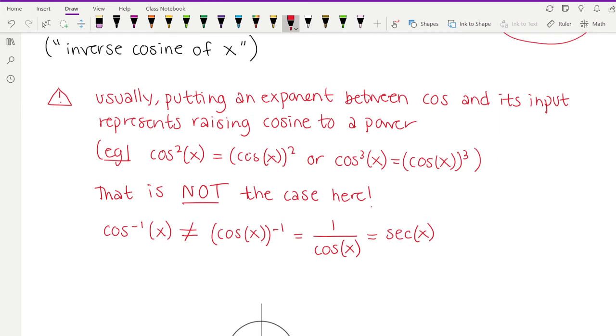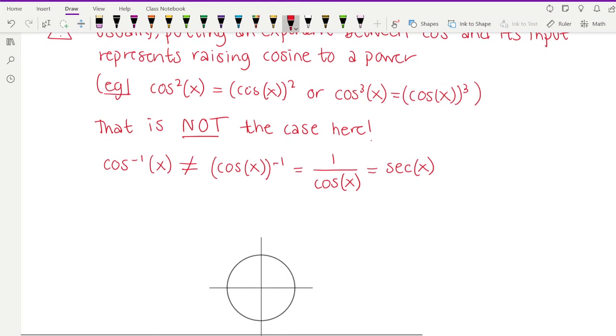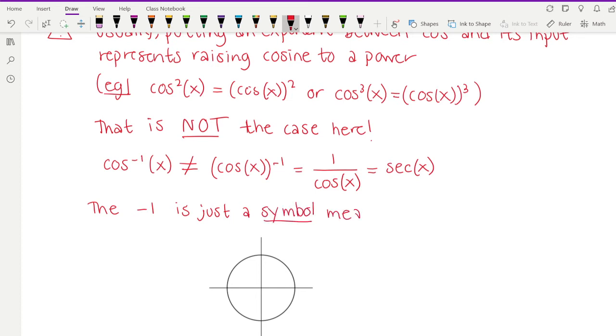All this -1 means is inverse. It's literally a symbol that means inverse. So the negative 1, maybe let me make this capital, kind of separate it out. So the little negative 1 you see is just a symbol. And it's a symbol specifically meaning inverse.